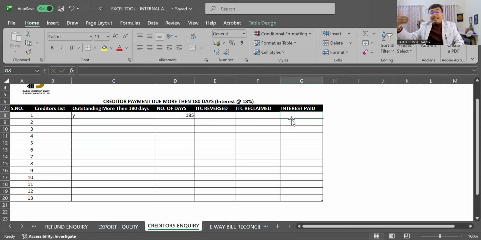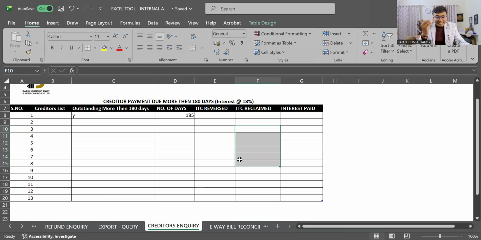This sheet you may refer in the next financial year as well, or next internal audit as well, so that you can easily identify that during the last year there was ITC reversal on account of non-payment to the creditors. Now, whether we have made the payment or not, that we need to check, and if the payment has been made, then ITC has been reclaimed or not. So your complete creditors reconciliation will also be there.